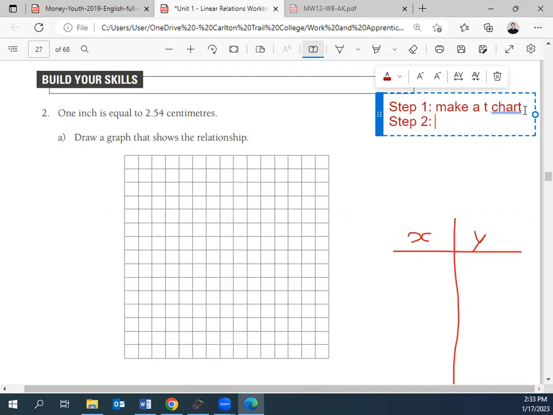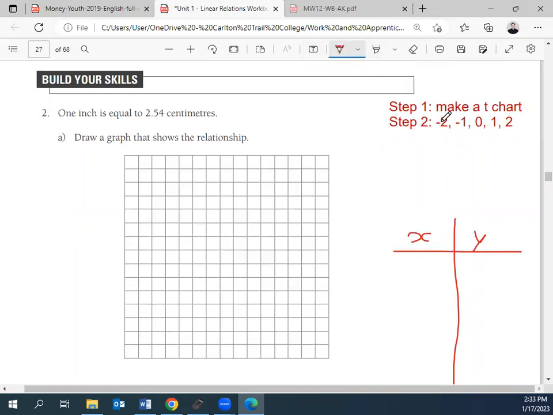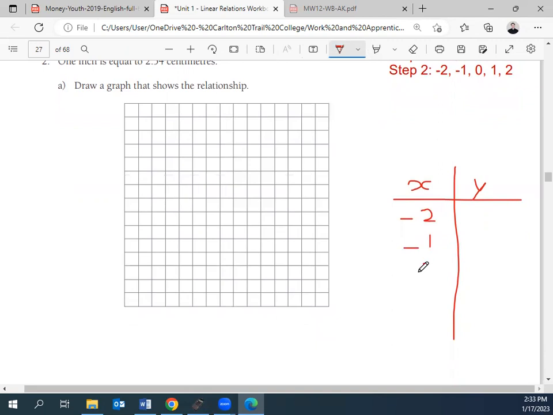So step 2 is going to be, I usually recommend just do this: -2, -1, 0, 1, and 2. We'll get into those negatives in a bit. We don't need to worry too much about those. But when I say -2, -1, 0, 1, and 2, that means you're going to put those in your T-chart. If you do those 5 things, this is almost always going to be enough for pretty much every graph you're ever going to deal with.